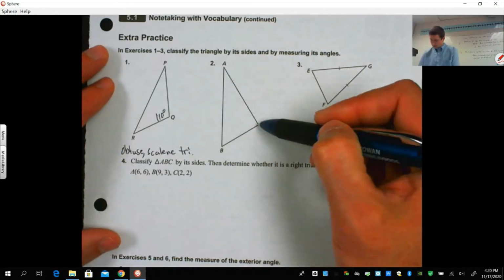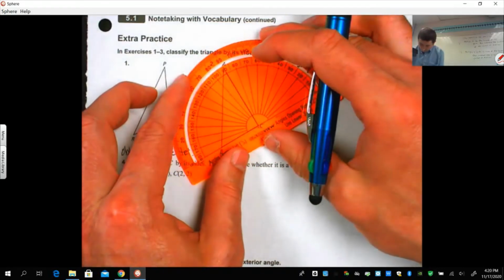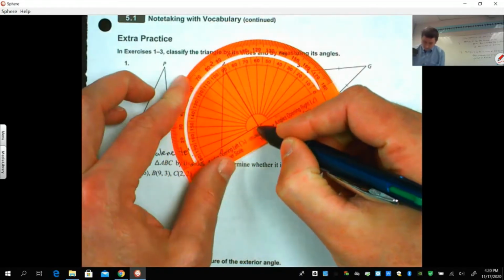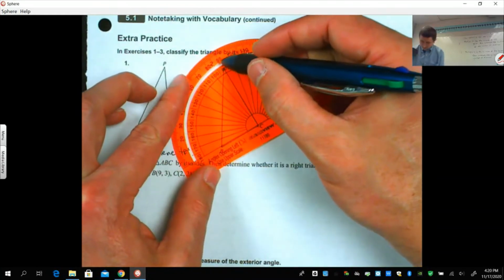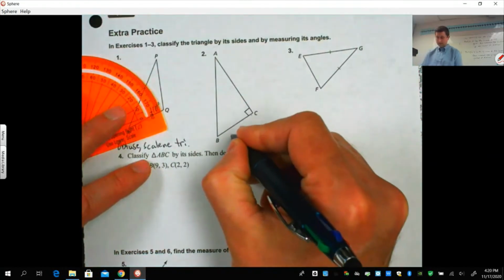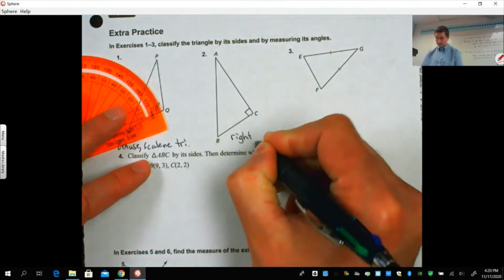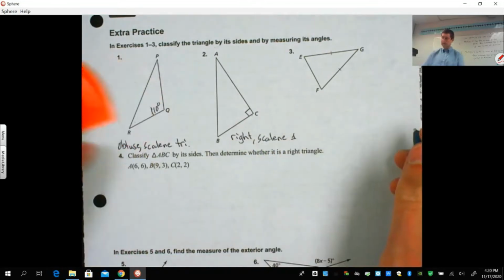Okay, here, this one looks 90. Let's check that. So I'm going to put my crosshairs right at the vertex. The base is here. Find 0, go up, and it looks to be 90. So this is a 90-degree angle. Three different side lengths. So we have a right scalene triangle. Right scalene triangle.